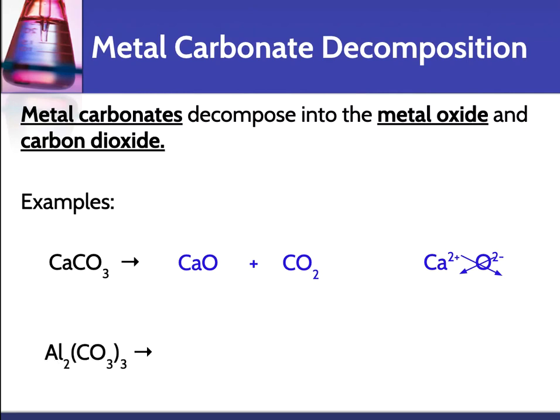Another example, aluminum carbonate. We're going to create aluminum oxide, Al3+ and O2-, cross them over. So Al2O3, aluminum oxide, plus carbon dioxide. This one needs a bit of balancing, so we put a 3 in front of CO2, and then we're done.